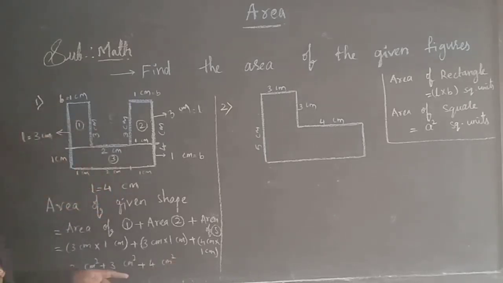Now let's add this. 3 plus 3 is 6, 6 plus 4 is 10. So 10 square centimeters. The area of the given shape is 10 square centimeters.